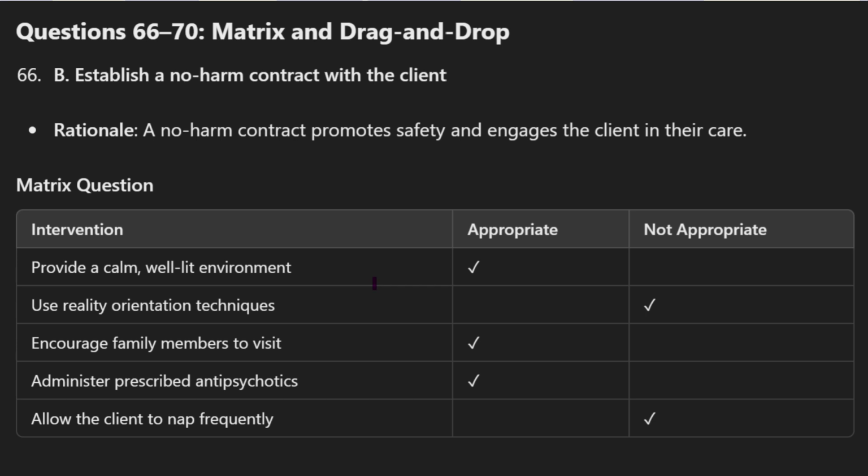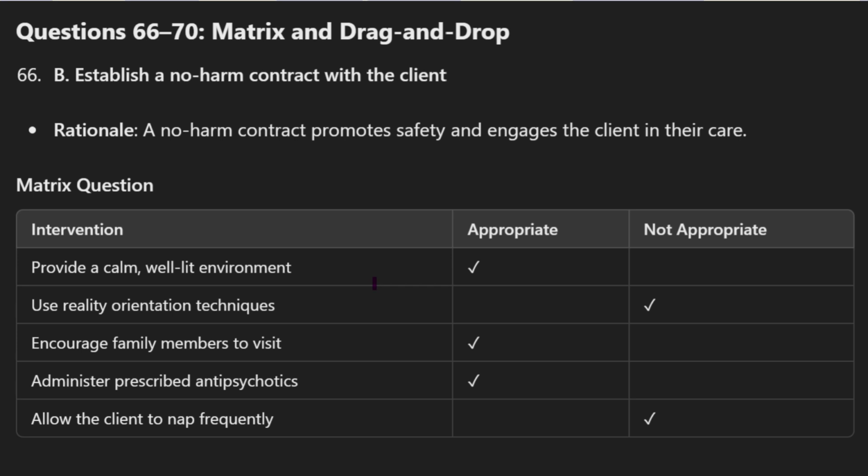Matrix question. Intervention: appropriate, not appropriate. 1. Provide a calm, well-lit environment. Appropriate. 2. Use reality orientation techniques. Not appropriate. 3. Encourage family members to visit. Appropriate. 4. Administer prescribed antipsychotics. Appropriate. 5. Allow the client to nap frequently. Not appropriate.